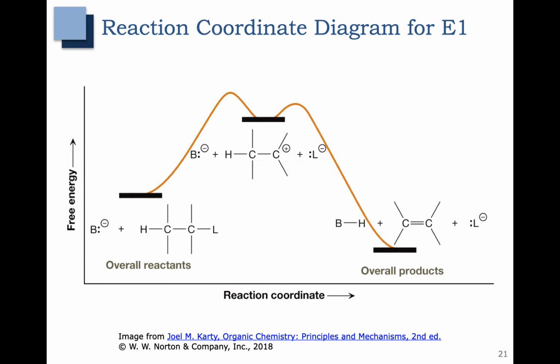In the second step, the base comes in, pulls off the hydrogen to form the alkene, and we end up with our products, shown here on the right. In this particular example, the overall reaction is exergonic, meaning that the products are lower in energy than the reactants, and the two-step reaction is represented by the two transition states, or two humps here in our diagram.